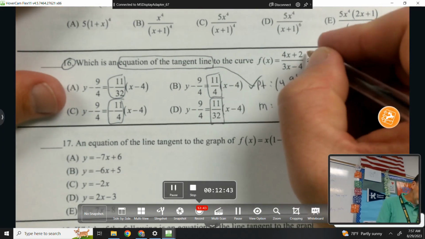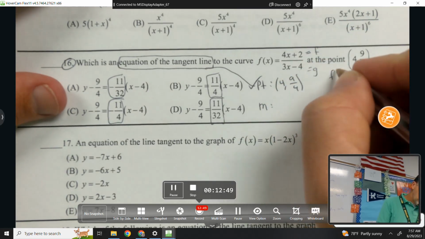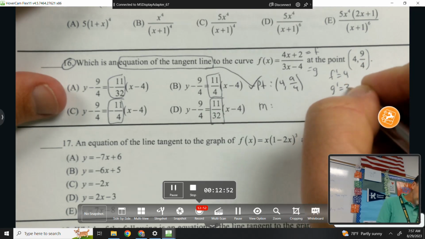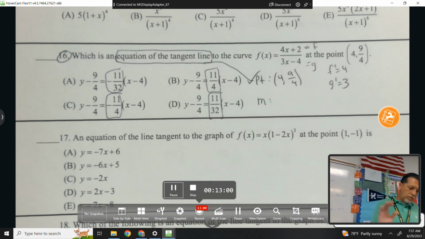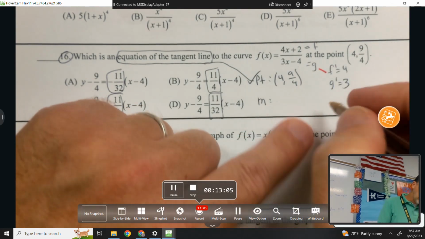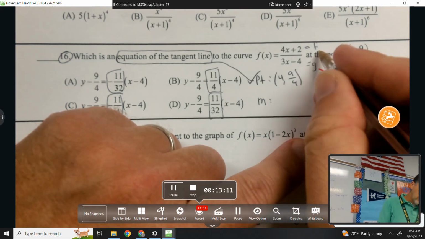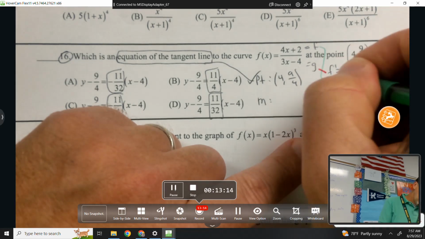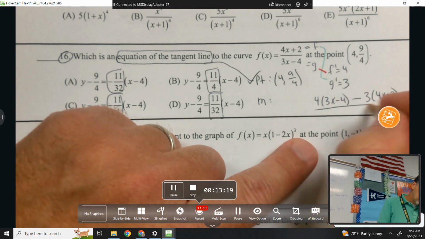We stumbled into another quotient rule problem here. F prime is 4, G prime is 3. Again, you don't have to show all those steps, but for quotient rule especially it's helpful because there's just so much going on. G F prime has to come first: 4 times 3x minus 4, minus F G prime. So that would be 3 times 4x plus 2, all over 3x minus 4 squared.